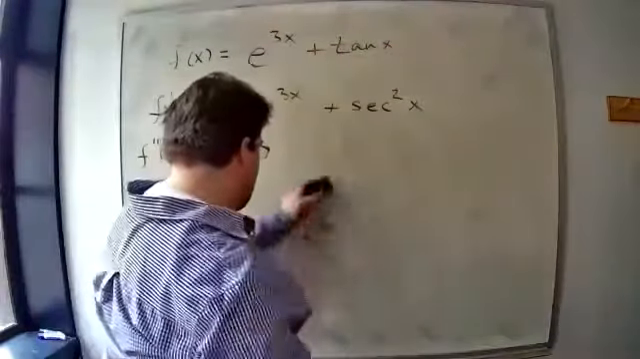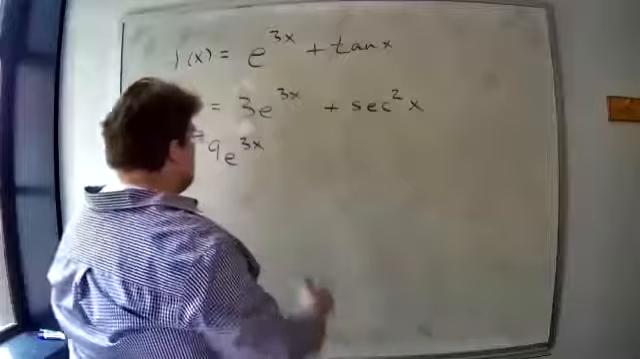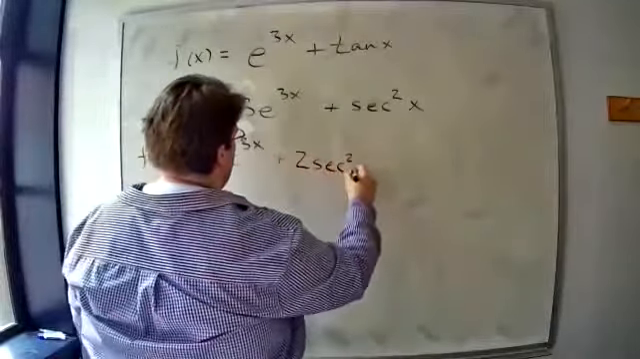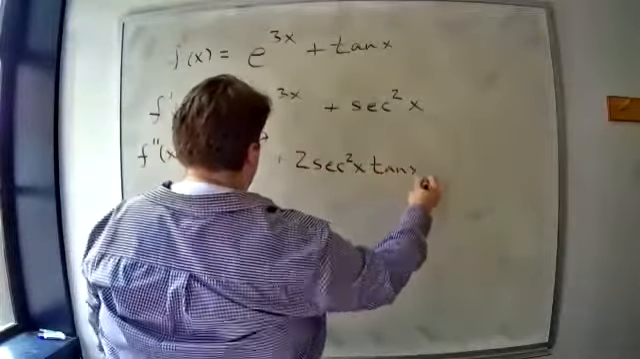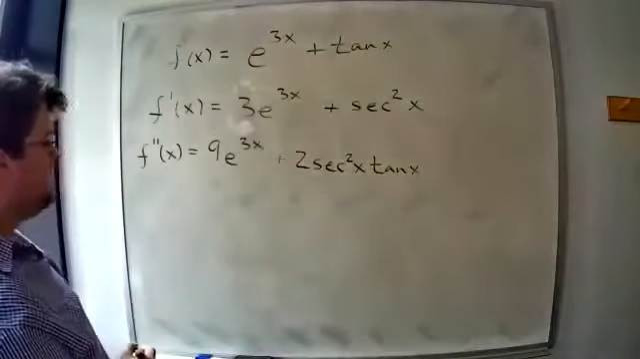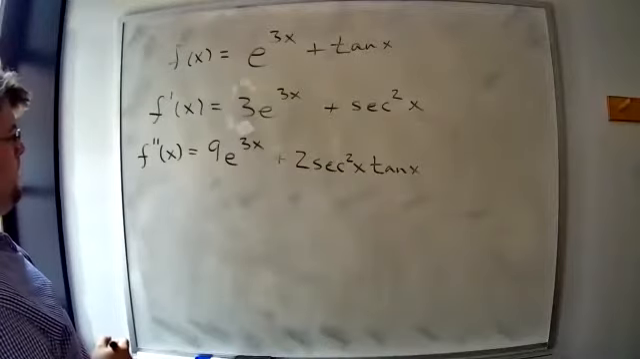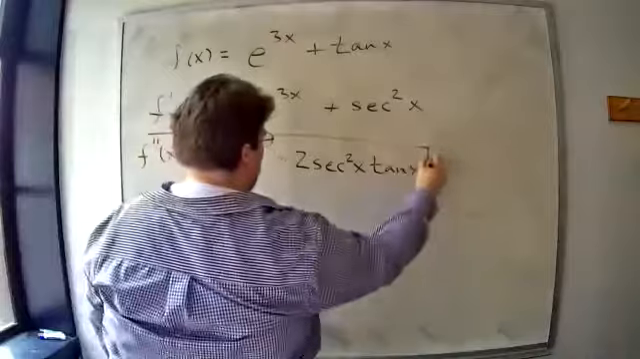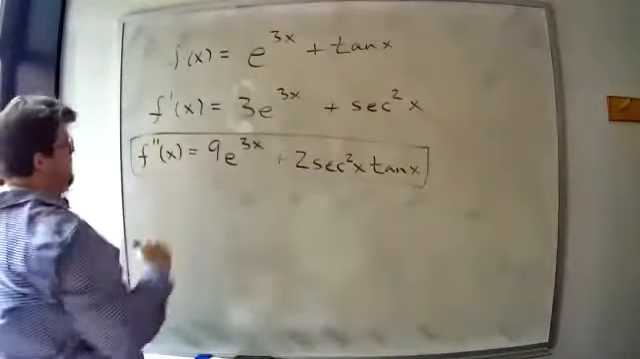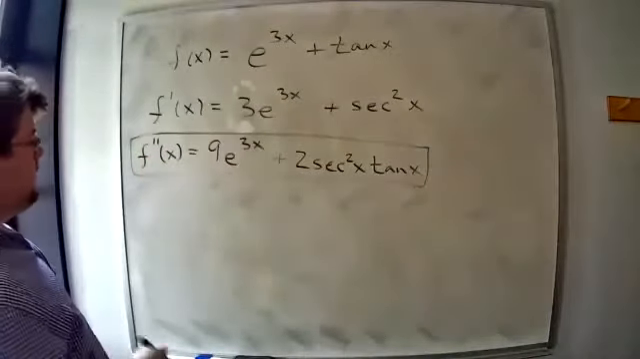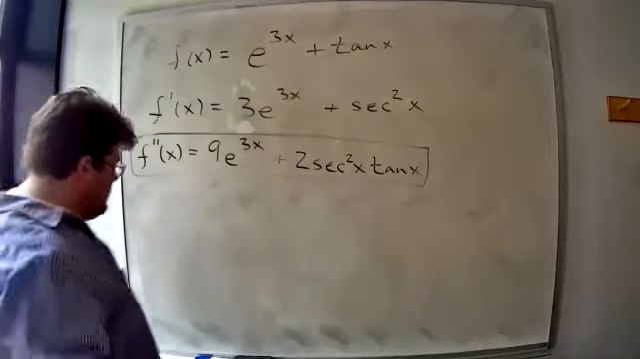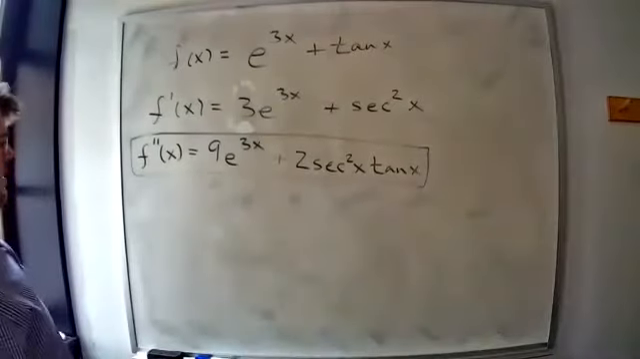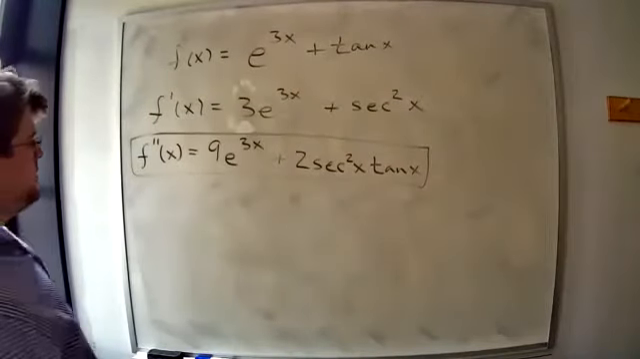Okay. The second part: 2 secant squared x tangent x. Where did that come from? Well, I'll show you the details in a moment. I wrote that there in case some people already did this and want to check their answer before we go over the details. But where does that come from? Well, I'm going to do that as side work.